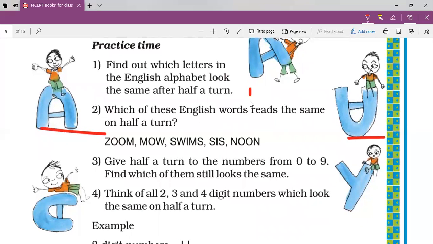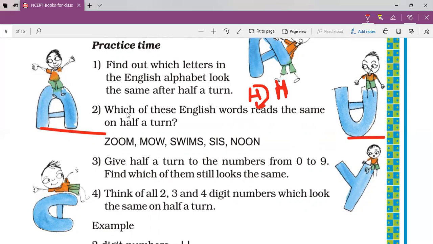Let's see H. If I give a half turn to H, will it look the same or different? If I rotate this H over here, how will it look? Is it changing? No, it is not. So this is the same.